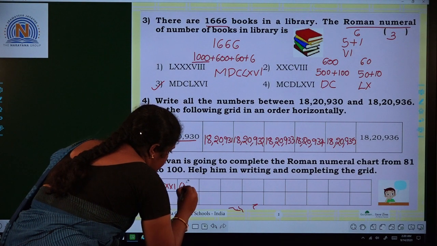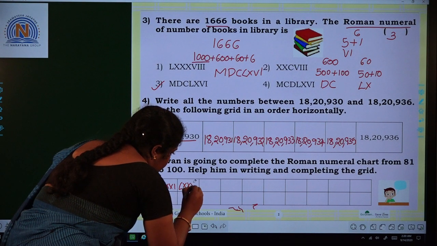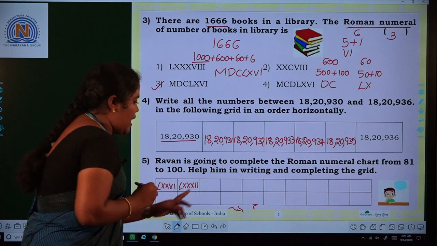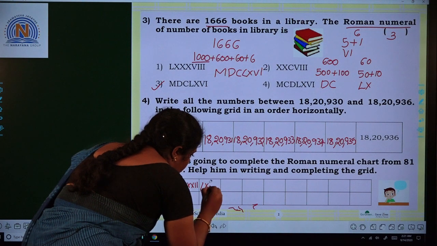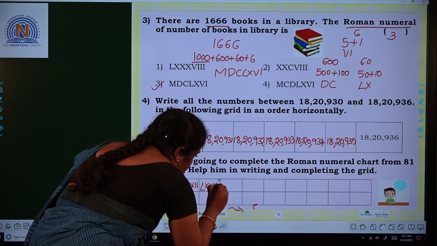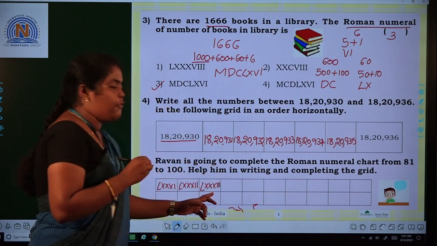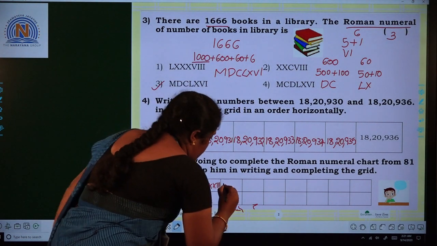LXXXII. It stands for 82. Next one is LXXXIII. It stands for 83. Next one.